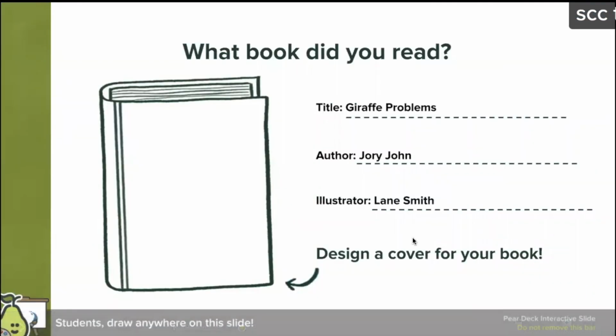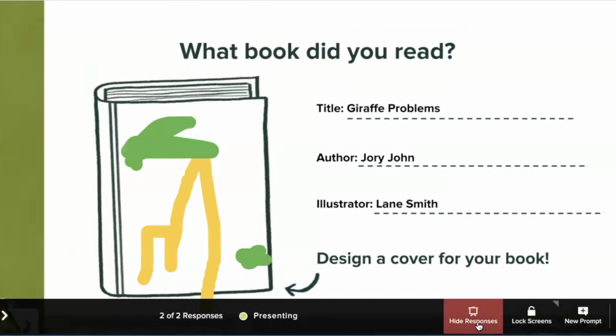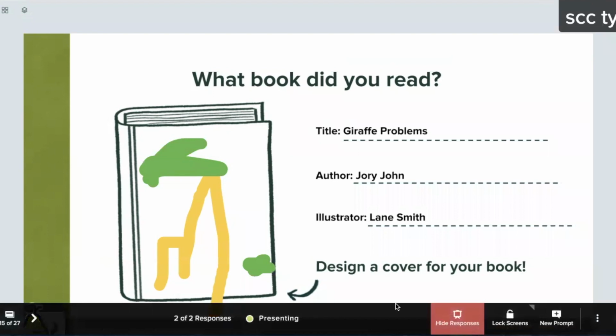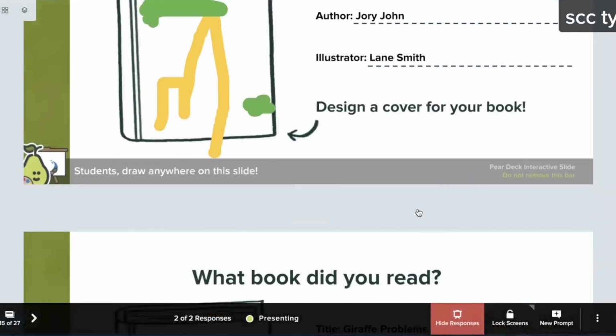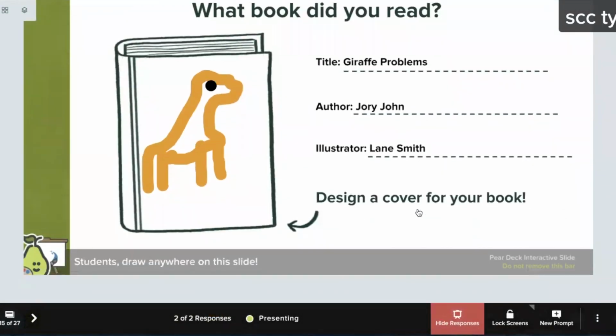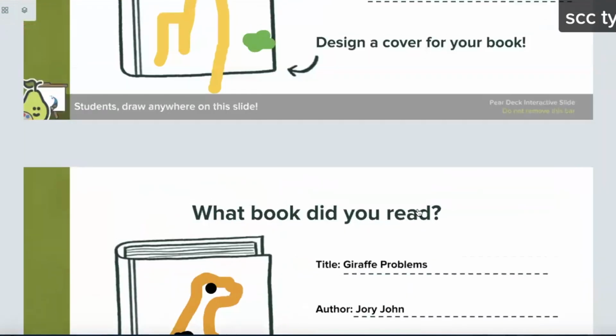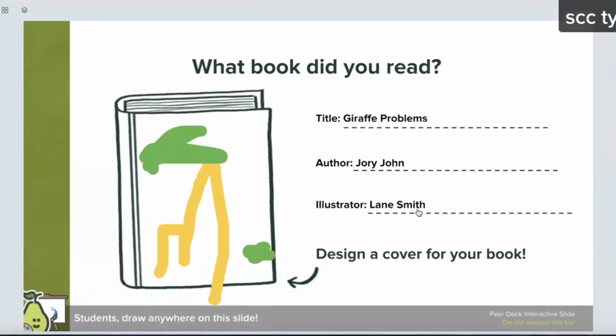Our next slide is a drawing slide. You can fill in the title as I have here, or it can be left blank for students to fill in choice reading. This allows them to practice their drawing skills and also can show you what stood out to them about the text. If I click show responses, I can see how my students have responded to this. This is 1, and this is 2. I can choose to share these, or I can leave them until after the lesson.